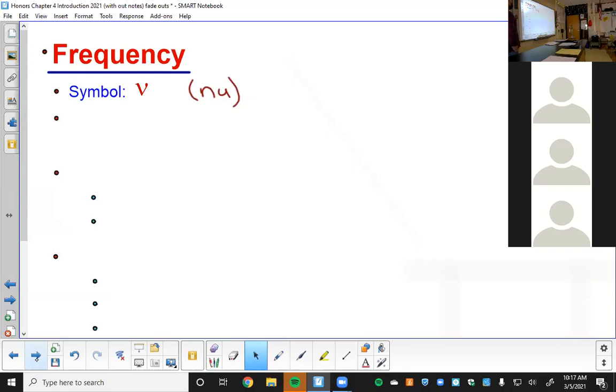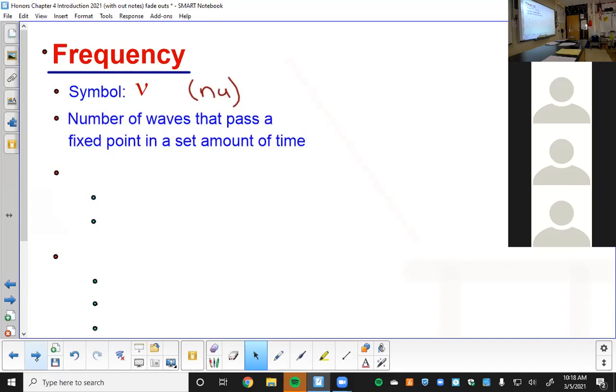In physics, they use the lowercase letter f. And people that take physics before chemistry, it really bothers them because they want to continue using it. It means the same thing. I don't know why chemistry and physics does it differently. Anyway, frequency. Still talking about those waves. It's the number of waves that pass a fixed point in a set amount of time.